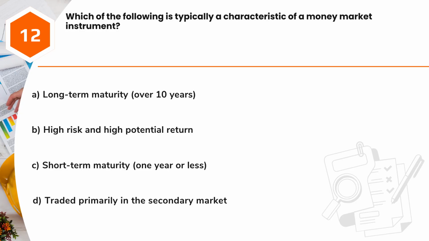Question 12. Which of the following is typically a characteristic of a money market instrument? A. Long-term maturity, over 10 years. B. High risk and high potential return. C. Short-term maturity, 1 year or less. D. Traded primarily in the secondary market.